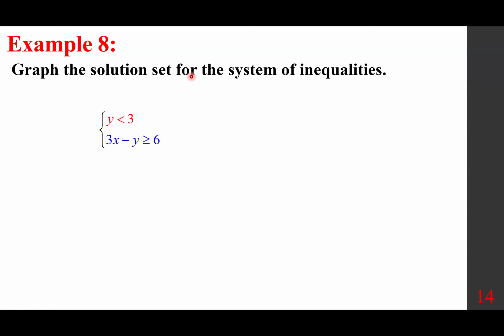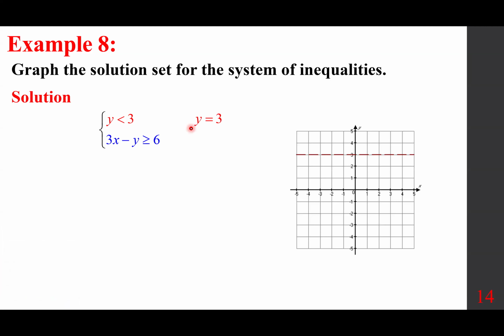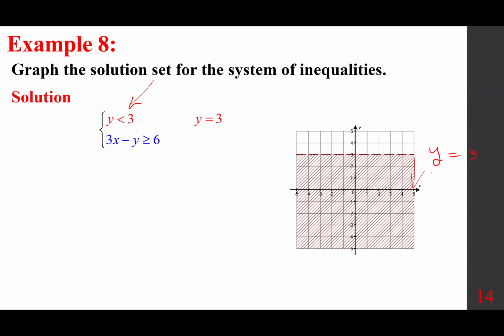Graph the solution set for the system of inequalities. y is less than 3, 3x minus y is greater than or equal to 6. So for this one, we draw y equals 3, which is a horizontal line. So this is y equals 3, and it says y less than 3. So that means clearly it's down here, right? So this is the solution for the first one.